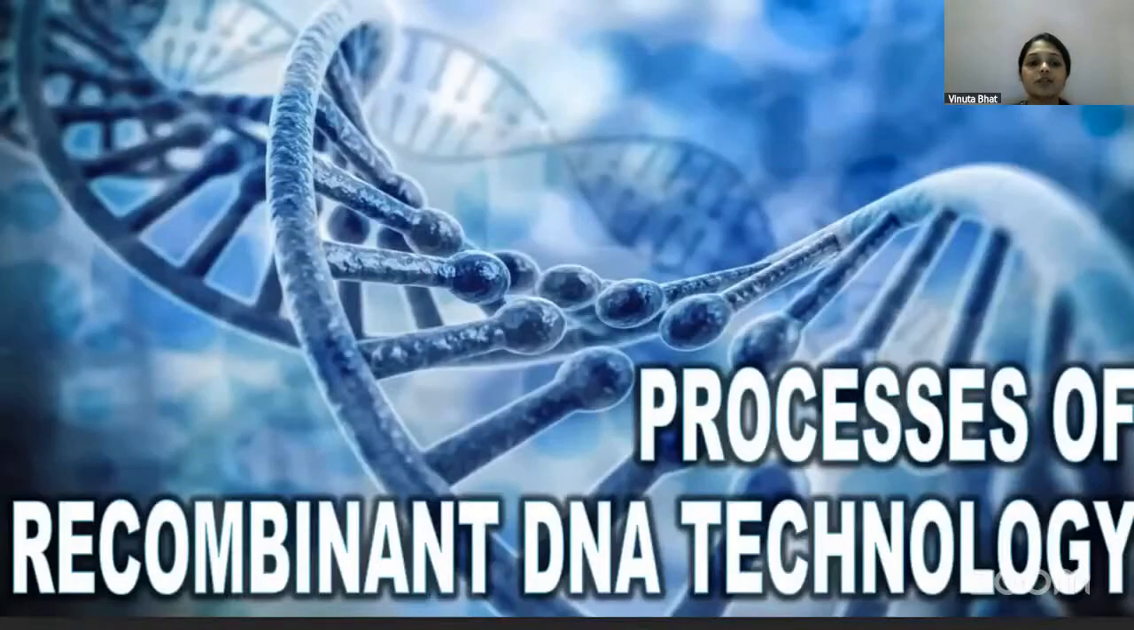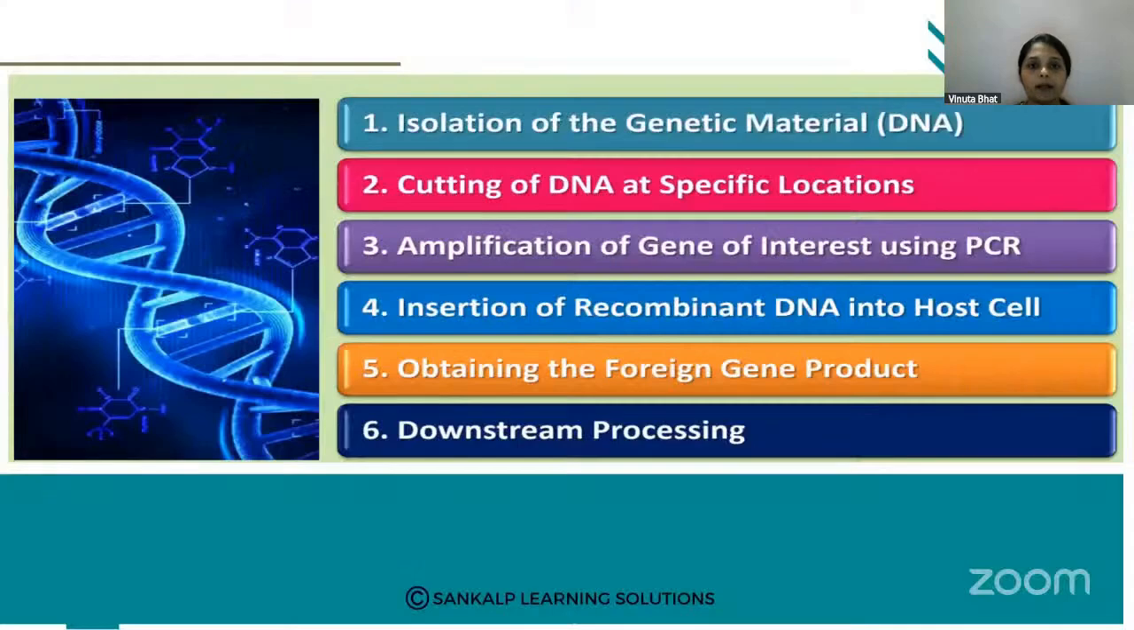Then the processes of recombinant DNA technology. What are the steps involved in recombinant DNA technology? Let us start this topic. The first step is isolation of the genetic material. We must isolate the genetic material from the cells. Then cutting the DNA at the specific location. We need a particular site, a particular portion of the DNA, so that is called cutting of the DNA at the specific location.